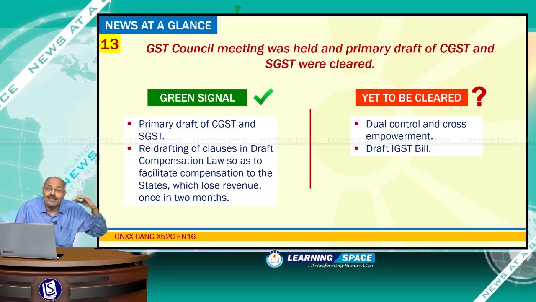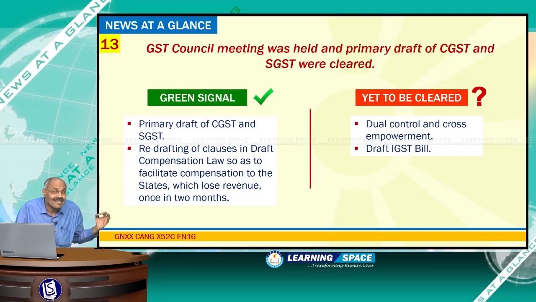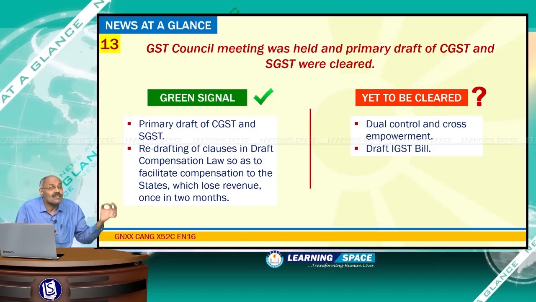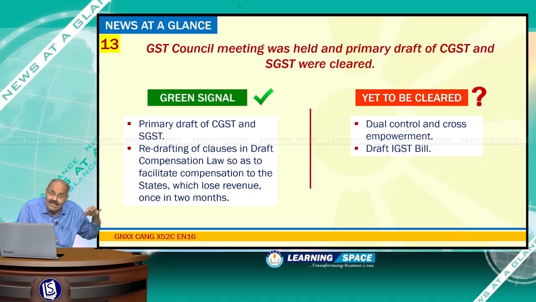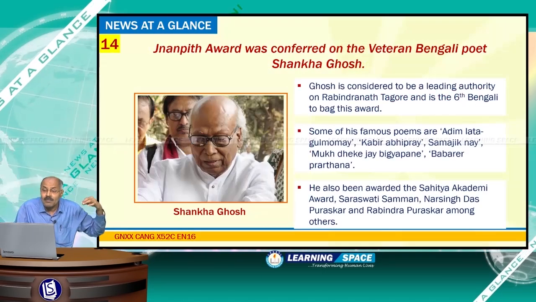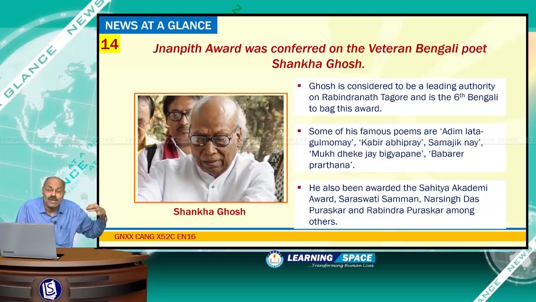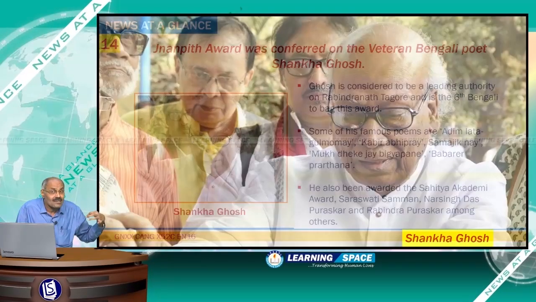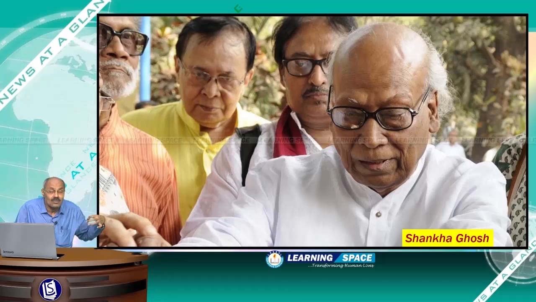And up to what extent the control lies with the state, and up to what extent the control lies with the center, these are the issues to be cleared. Jnanpith Award, this was conferred on Shankha Ghosh. He is the 6th Bengali writer to get this award.